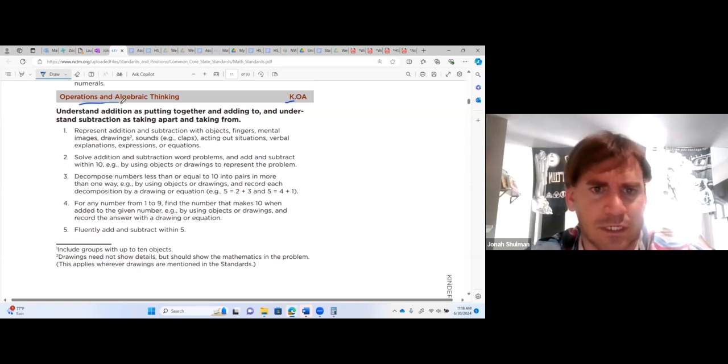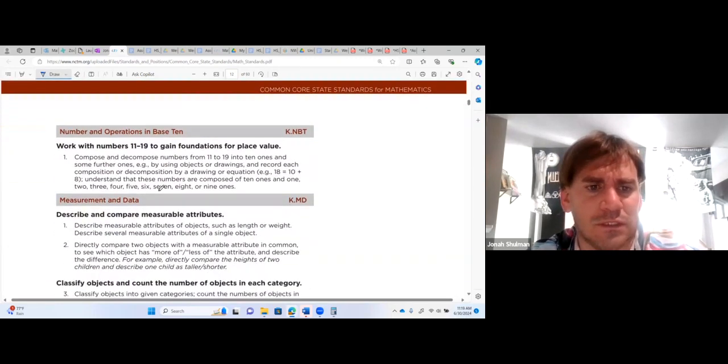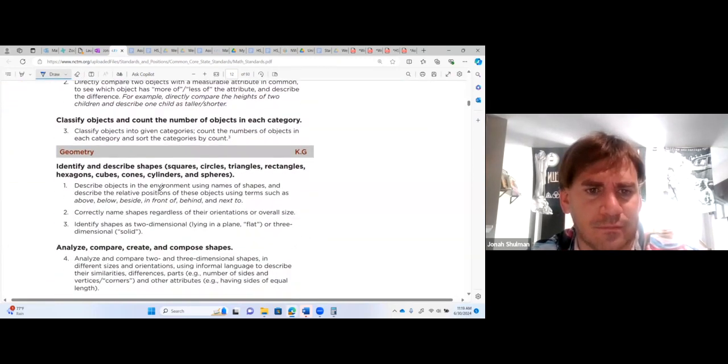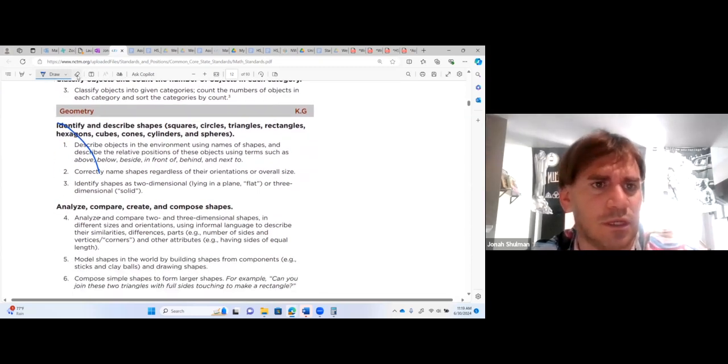This gives you a little bit of information about it. And they also have pieces, represent addition and subtraction with fingers, clapping, all these little pieces. But these are the standards. Geometry is identifying shapes. Oops, sorry about that.